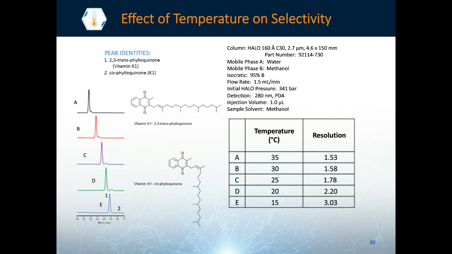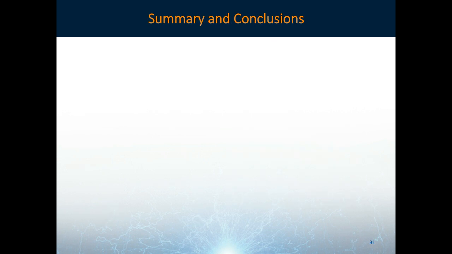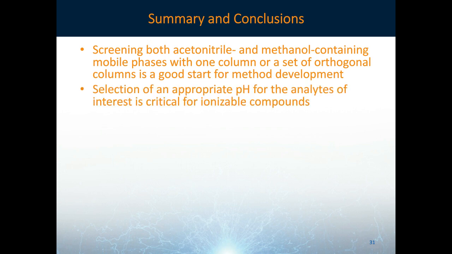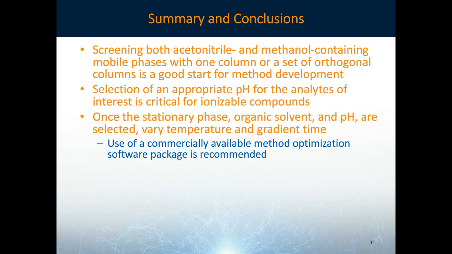So then, in terms of summary and conclusions, screening both acetonitrile and methanol-containing mobile phases with one column or a set of orthogonal columns is a good start for method development. The selection of an appropriate pH for the analytes of interest is critical for ionizable compounds. Once the stationary phase, organic solvent, and pH are selected, we suggest varying the temperature and gradient time, and then using a commercially available method optimization software package is recommended.